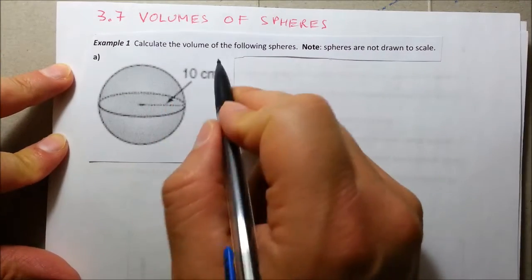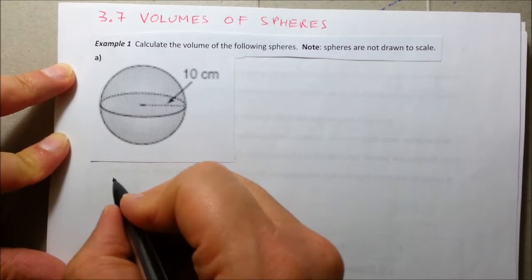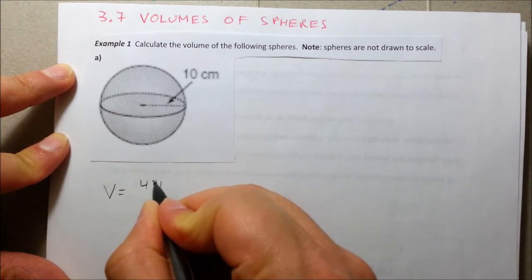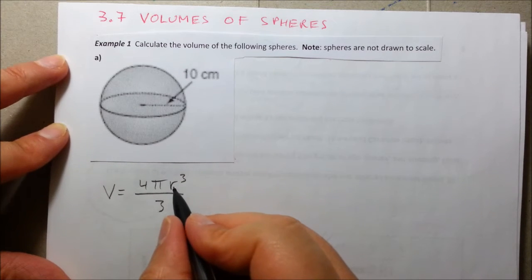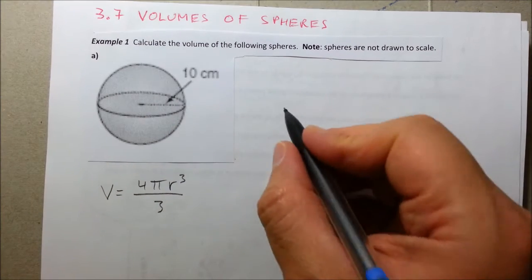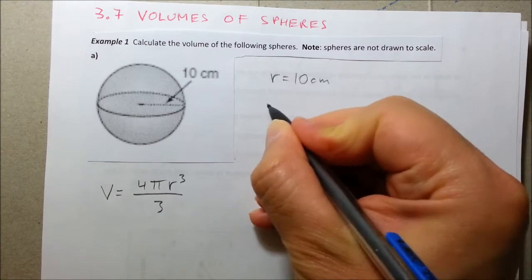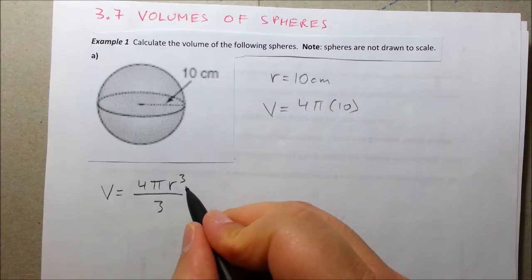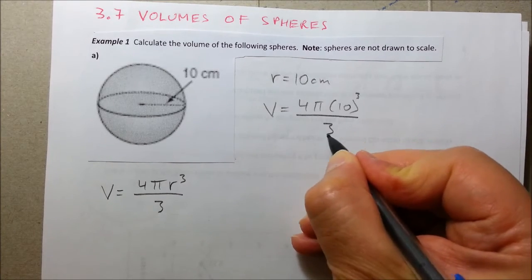It says here calculate the volume of the following spheres. So the formula for the volume of a sphere, let's put it down here. V equals 4 pi r cubed over 3. R stands for the radius, and the radius of this sphere happens to be 10 centimeters. So let's collect our data. R is equal to 10 centimeters, and let's simply apply the formula. 4 pi times 10 to the power of 3, over 3.